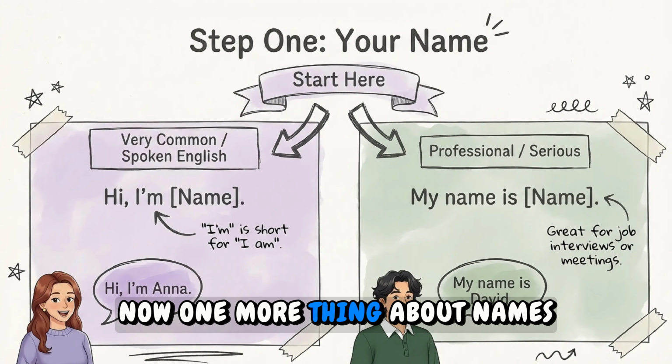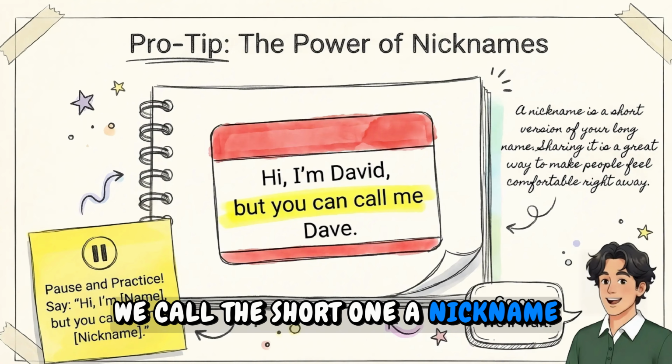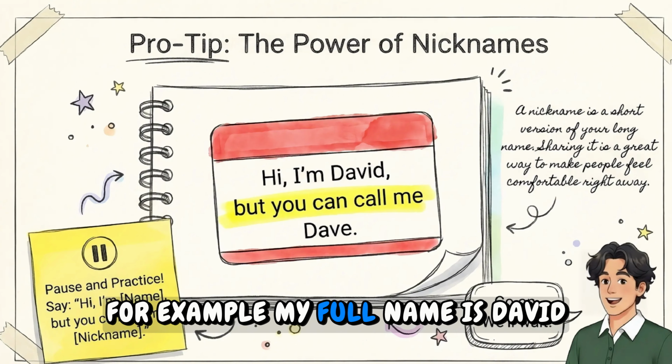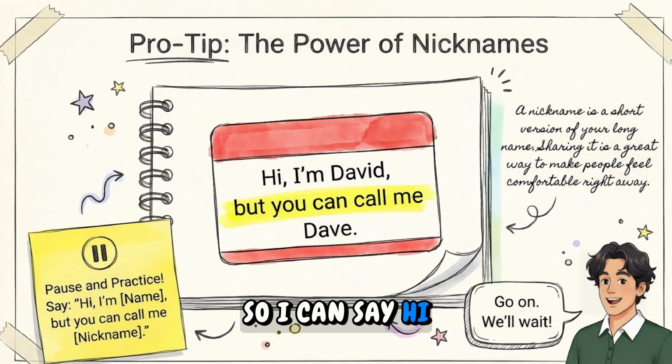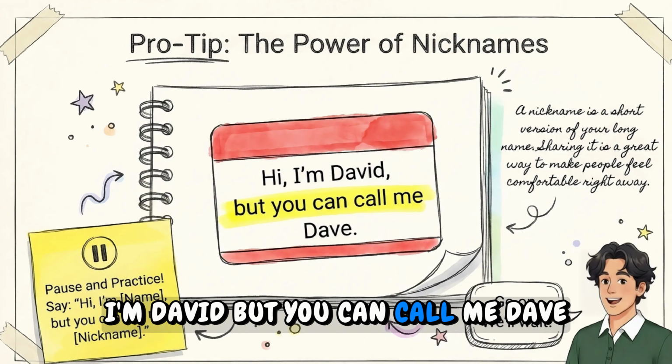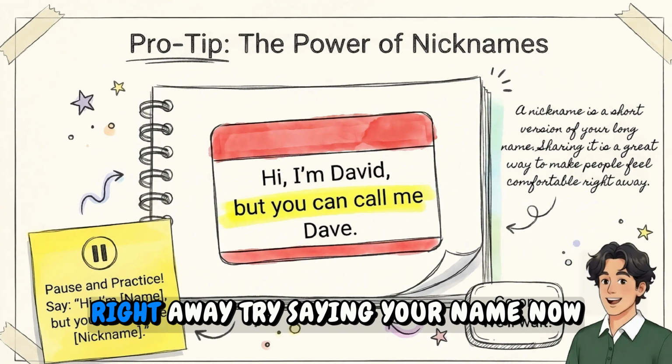Now, one more thing about names. Some people have a long name and a short name. We call the short one a nickname. For example, my full name is David, but my friends call me Dave. So I can say, "Hi, I'm David, but you can call me Dave." That's a great way to make people feel comfortable right away.